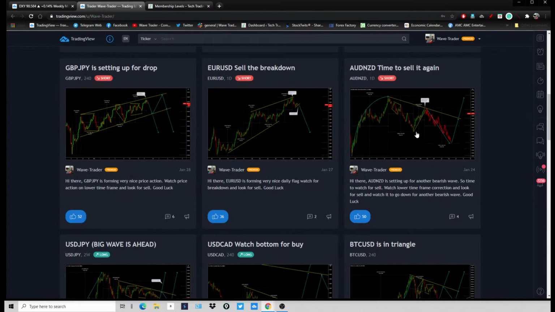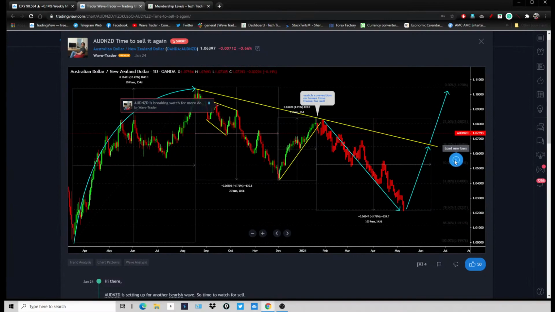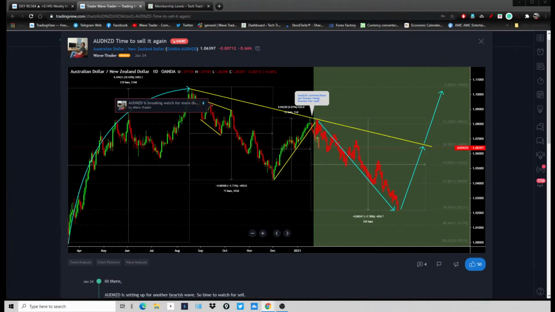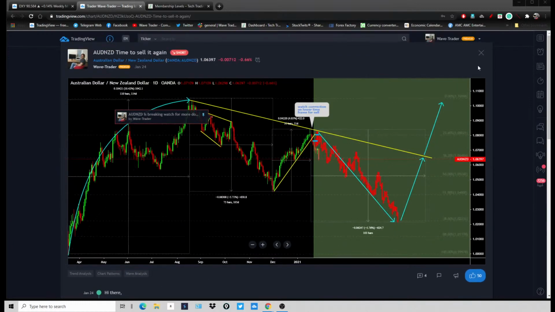So Australian dollar, New Zealand dollar is doing really well, going down. Another next leg is trying to appear over there. We got a lower time frame flag, or flat formation, over there last week, and that broke out, trying to push lower. We did not see a bigger correction on this chart. The bigger correction wasn't there on this chart.